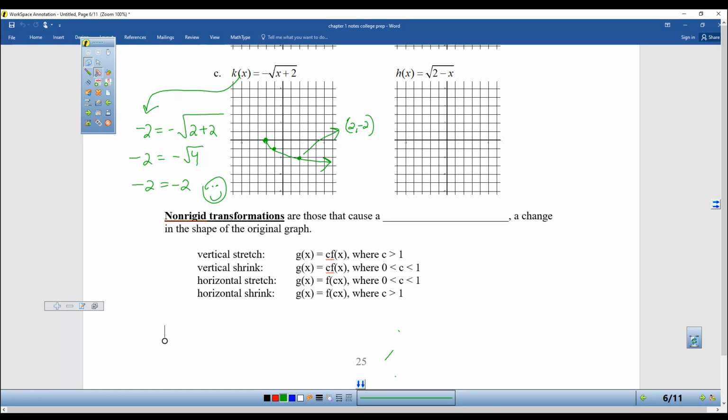On this next one, I look at it and I say, oh, the 2's on the inside, so it's going to move it. The 2 is positive, so it's going to move it left, and then it's going to flip backwards because it's a negative x. So I move 2 to the left, and then I flip it backwards. 1, 1, 1, 2, 3, 4, 2. And I feel good about it. Oh, I can't feel good about it. I didn't check. Always check.